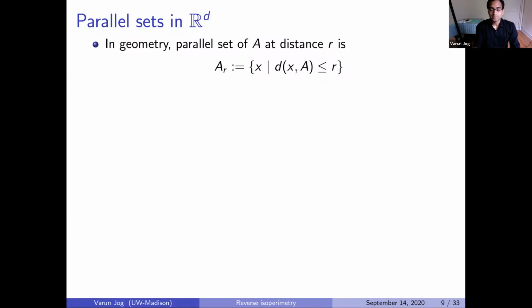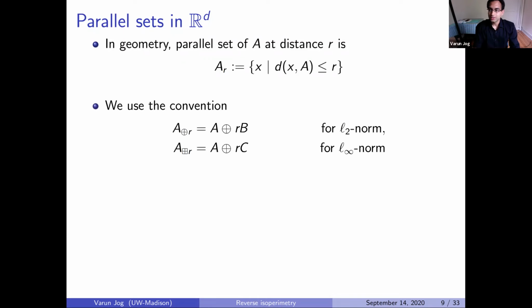The notion of the metric here could be any metric, but in this talk I'll only focus on the L2 and the L infinity metric. I'll denote by A circle-plus rB the parallel set with respect to the Euclidean ball, and A box-plus rB the parallel set with respect to the n-dimensional cube, which is essentially the unit ball in the L infinity norm. So what do these operations do to a set?